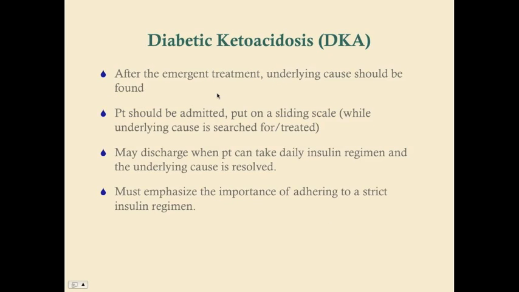After the emergent treatment, of course, like I mentioned, the underlying cause should be found. All patients should be admitted to the general wards or to the ICU and put on a sliding scale. And that's while we search for a cause of the DKA. The patient can be discharged once the patient is well enough and we know that they're going to comply with their daily insulin regimen and the underlying cause is resolved. So if they still have pneumonia, if they still have a UTI, we're not letting them out yet. We want to fully resolve the underlying cause. And we must emphasize the importance of adhering to a strict insulin regimen.